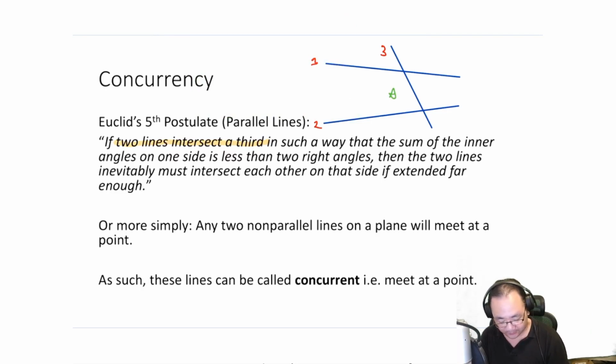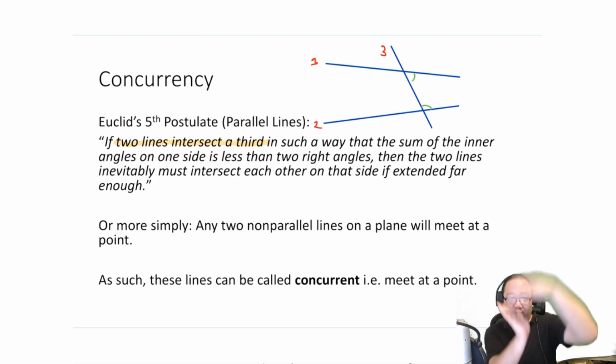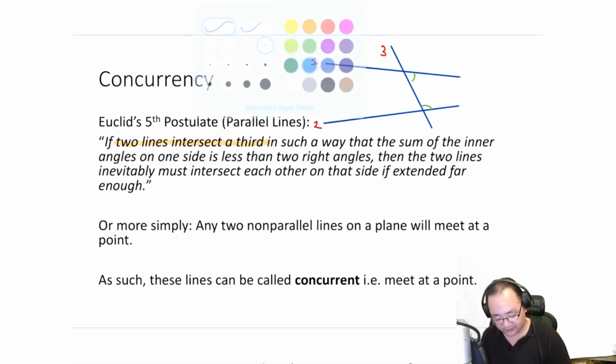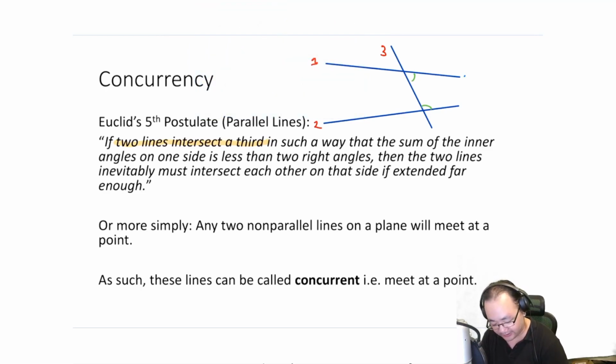What's actually happening here is that it can't be this side, because that inner angle is definitely more than a right angle. But if we look at the other side, we can see that the two inner angles here are both smaller than a right angle. So what's going to happen, as the postulate says, is that these lines are going to extend far enough that they will eventually meet each other.